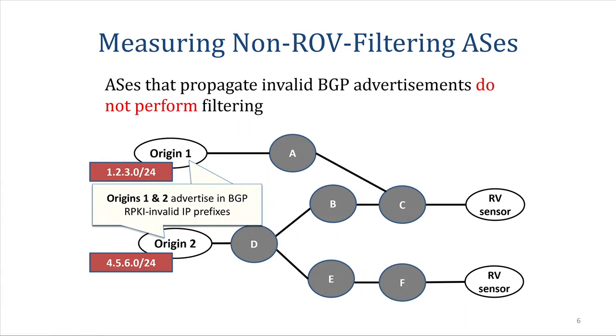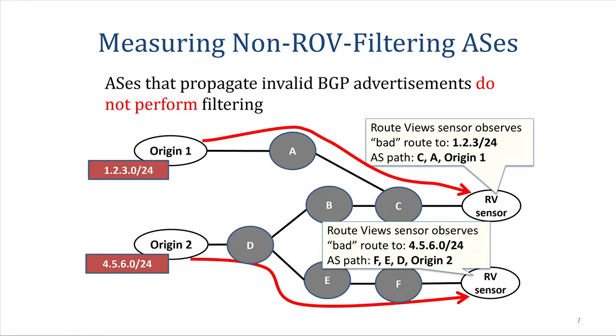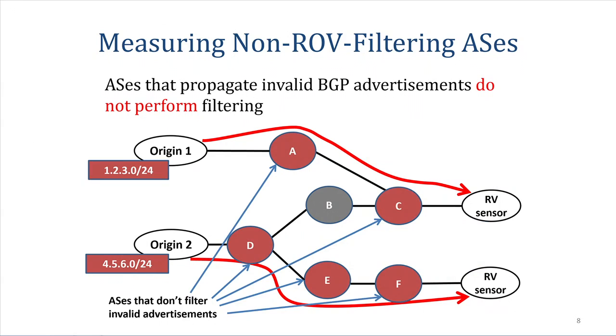Our way to infer that is to look at the announcements that are made and propagated through the internet using RouteViews, and identify invalid announcements by comparing them against the information recorded in the ROAs. And so we can find ASs that relay these announcements. In this case, ASs A, C, D, E, and F have relayed an invalid announcement, and so we conclude that these ASs do not discard invalid announcements.